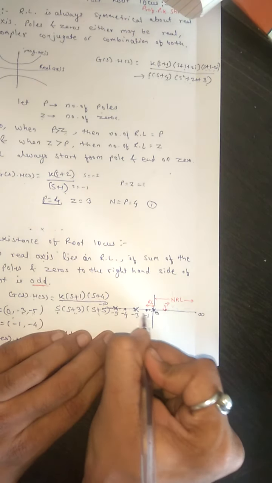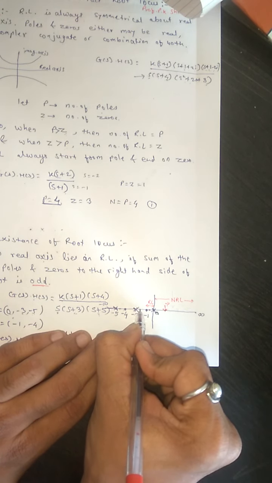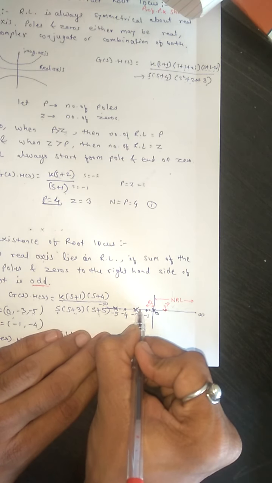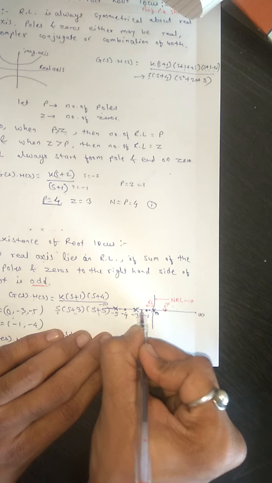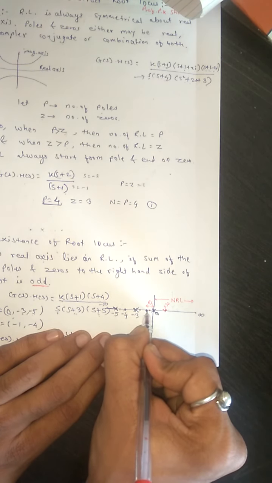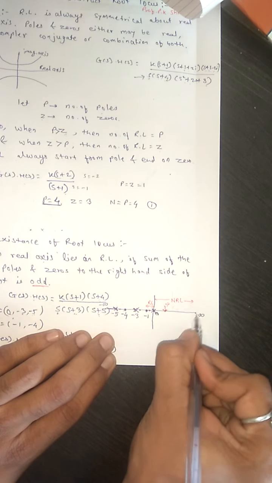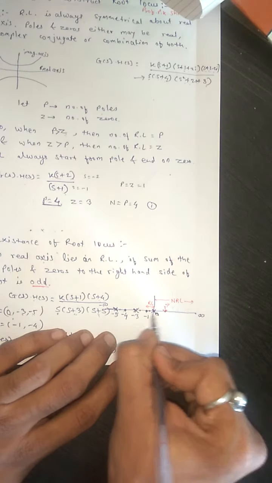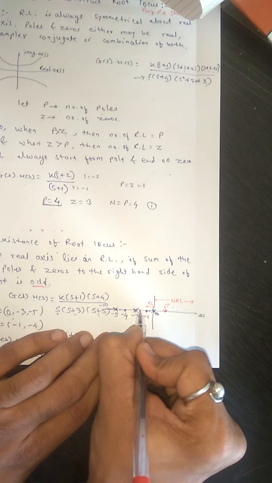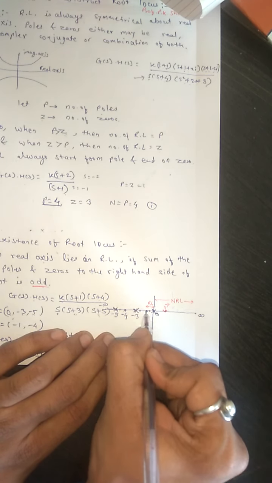Getting? Similarly, next region is minus 1 to minus 3. Again put one point here. On the right hand side of this point, count the number of poles and zeros. The number of poles is 1, 2. This is not your pole or zero, this is supposed to be the starting point on the real axis. So on the right hand side of this point there are 2 poles or zeros, the count is 2.